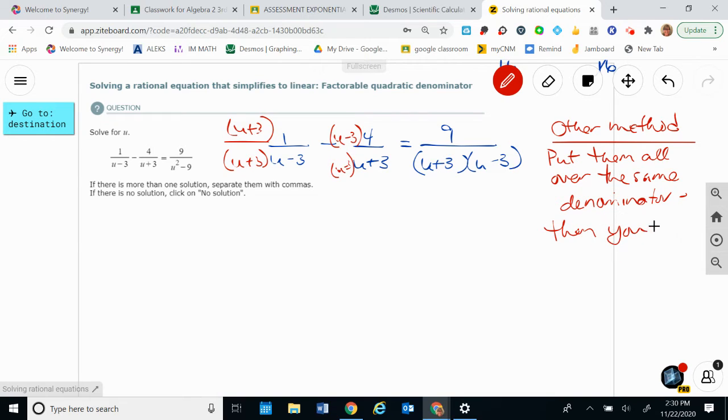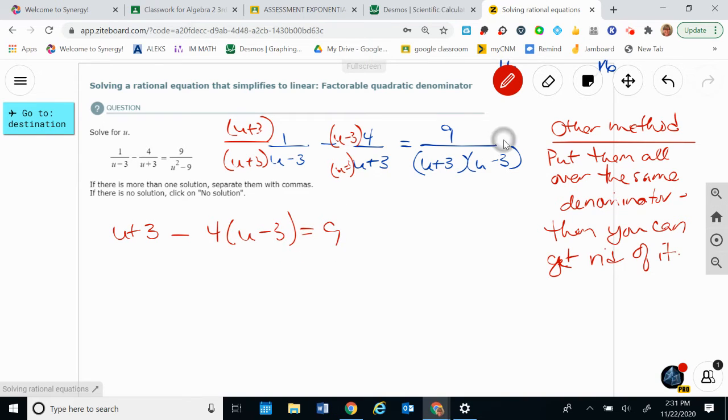Then you can get rid of it. So in other words, look, I put everything over the same denominator, which means if I were to multiply by this least common denominator, everything would disappear, except for that, right? So I would get u plus 3 minus 4 times u minus 3 equals 9.